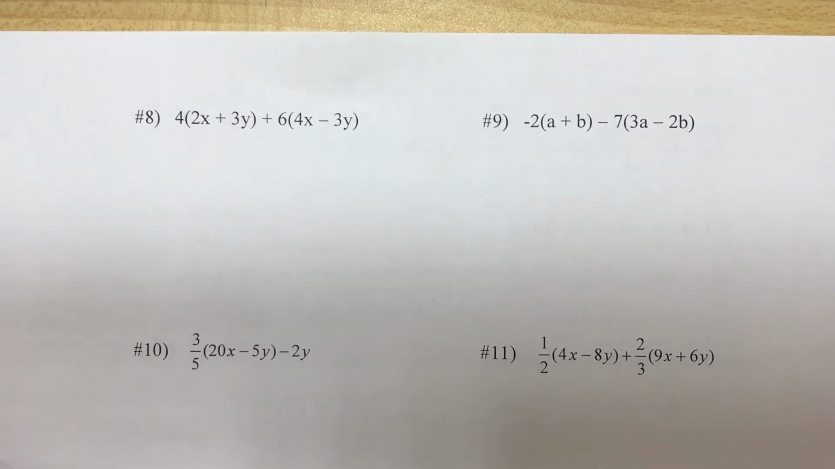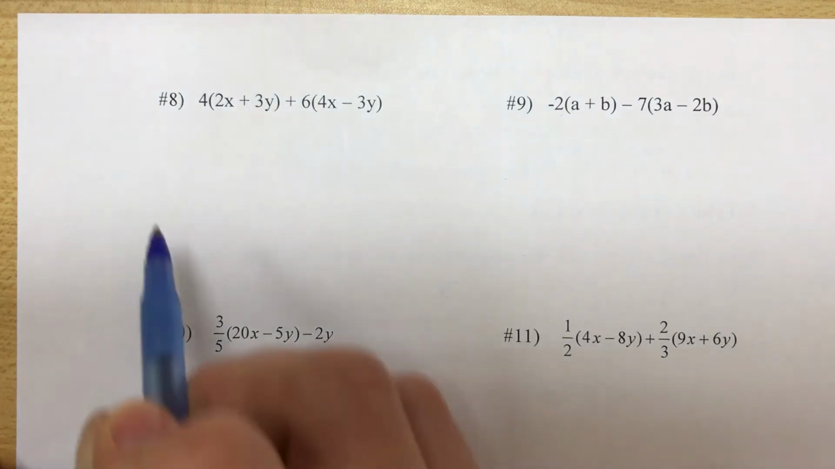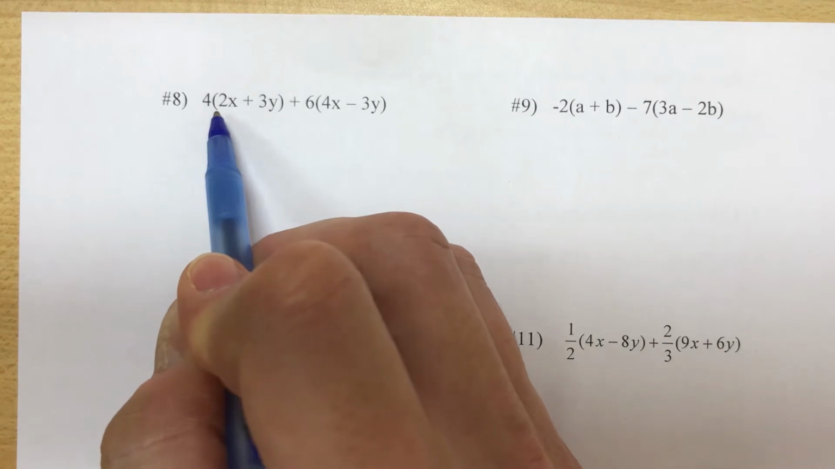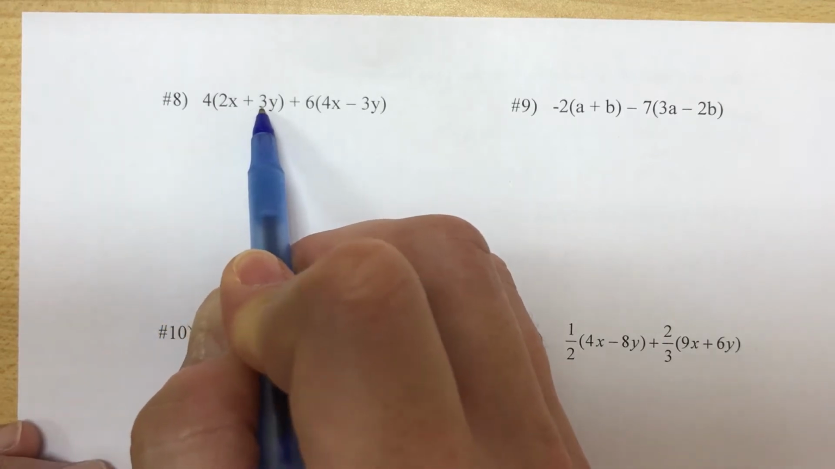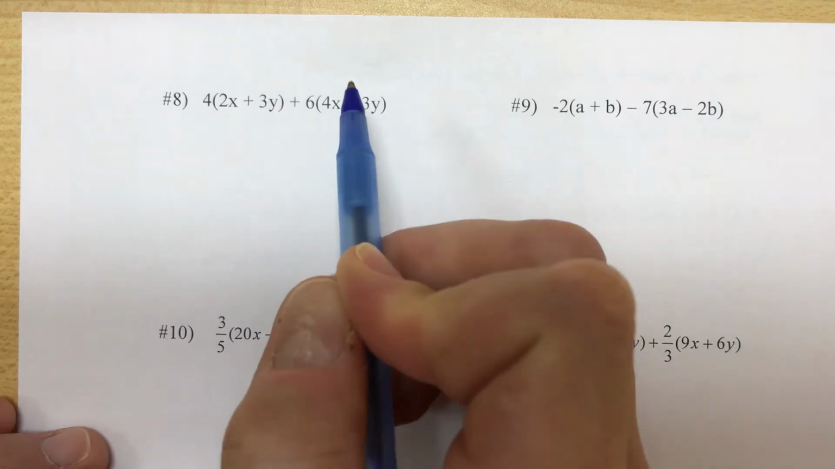Okay, we're on the back for part 2 now. We've got 4 more examples to take a look at. The first one here is example number 8. All right, so we've got 4 parentheses 2x plus 3y plus 6 parentheses 4x minus 3y.